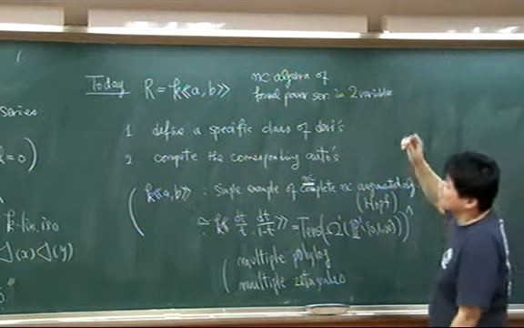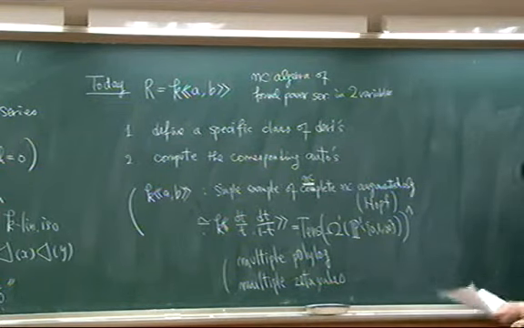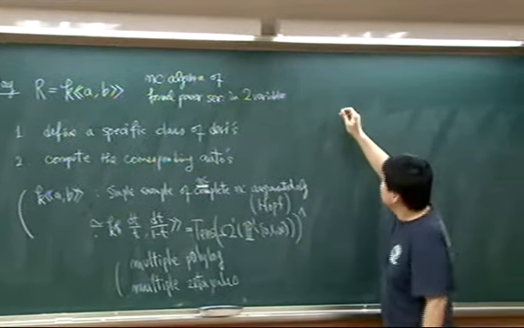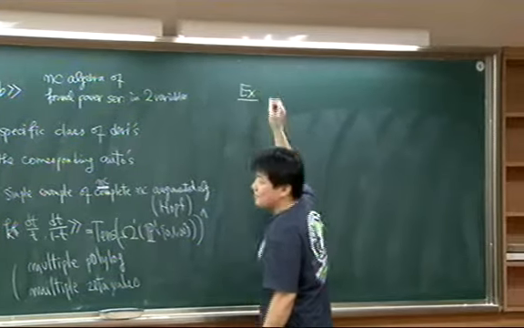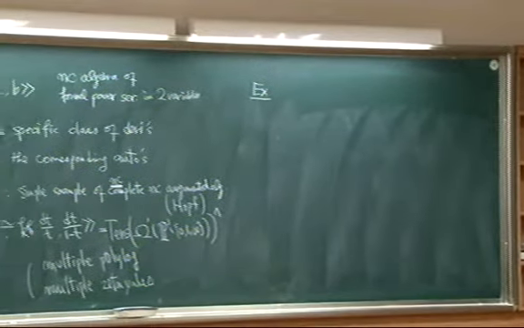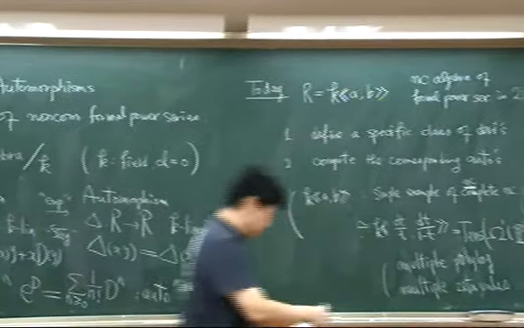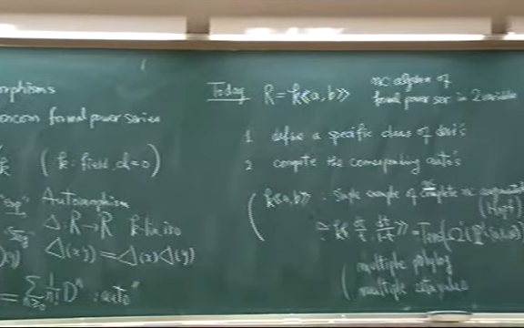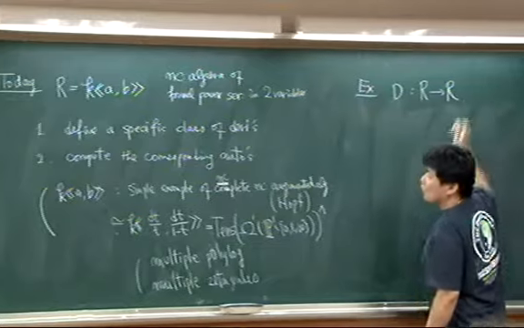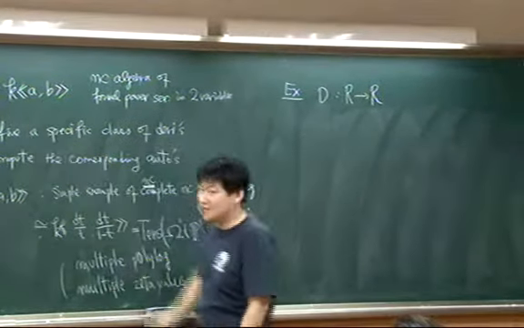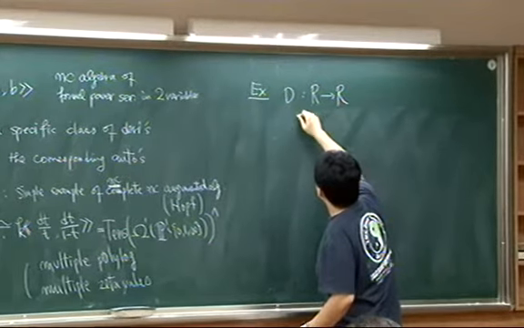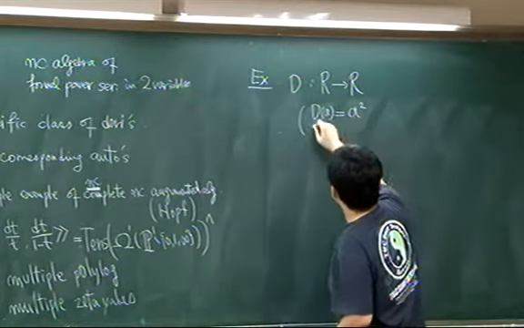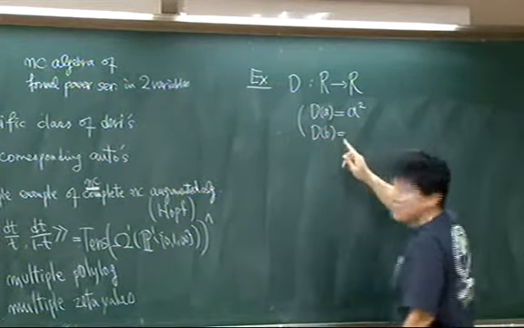Anyway, this is the content of this talk. Okay. Before starting the content, let's first show an example of the calculation of an exponential map. If D is a derivation on this algebra defined by D(A) = A squared, the image of B is AB.